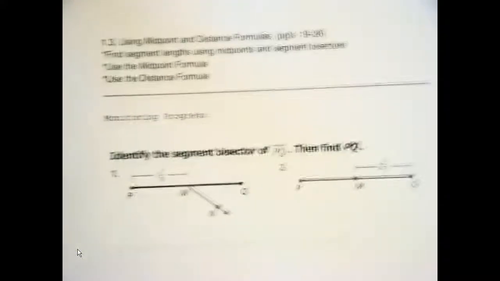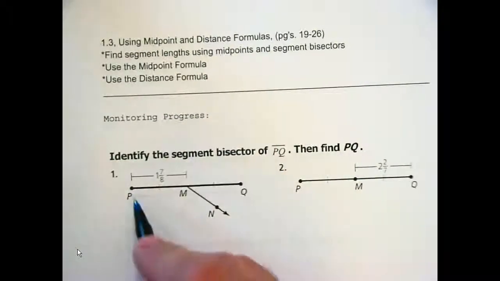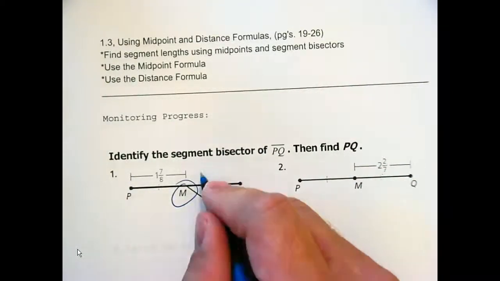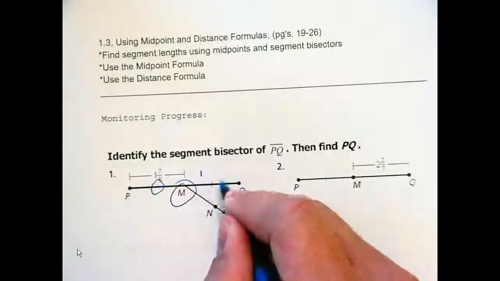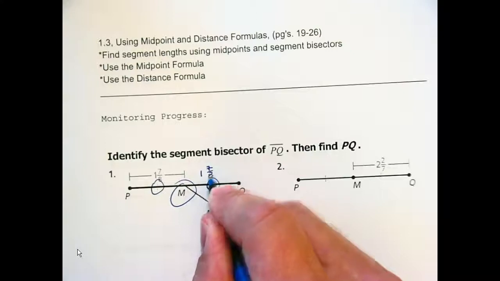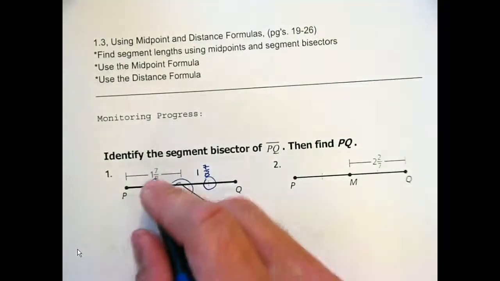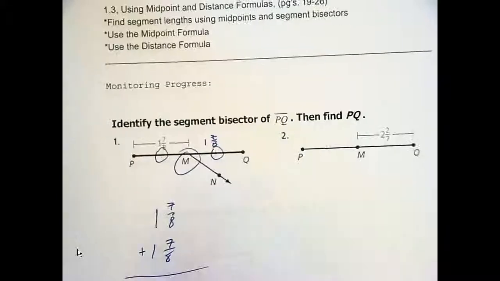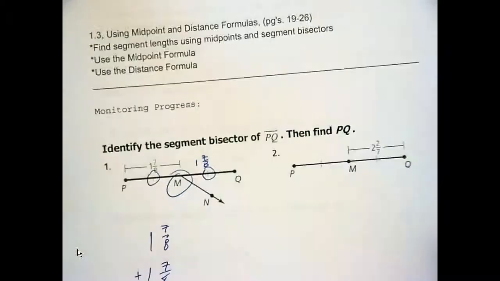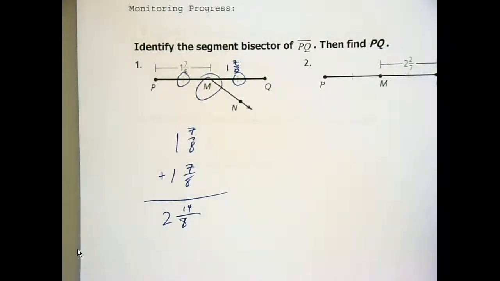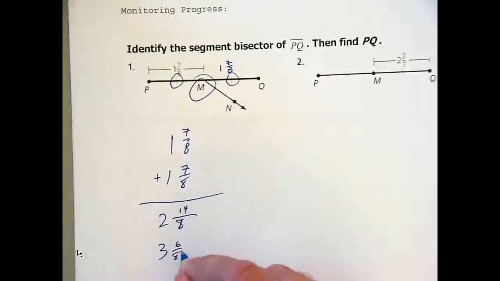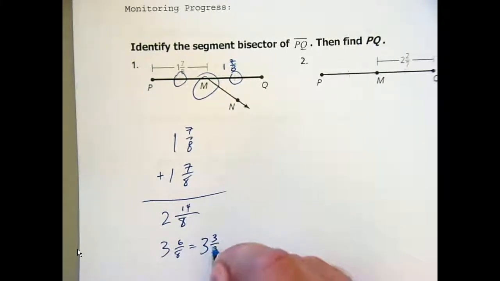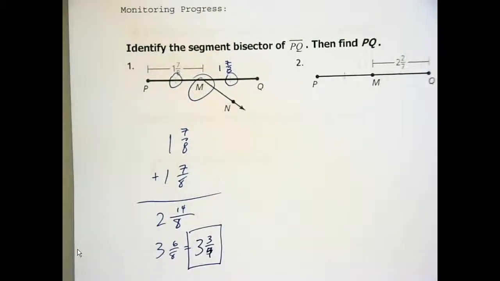Okay, here we go. Identify the segment bisector of PQ. What is the segment bisector of PQ? M is. Good. What is the length of PQ? If we have 1 and 7/8 here, and this is a bisector, and it shows that that is congruent to that, that means this is 1 and 7/8, which gives us 1 and 7/8 plus 1 and 7/8, which is 2 and 14/8, or 3 and 6/8. We have to take 8/8 out of that, which is 3 and 3/4, or 3.75. Good.